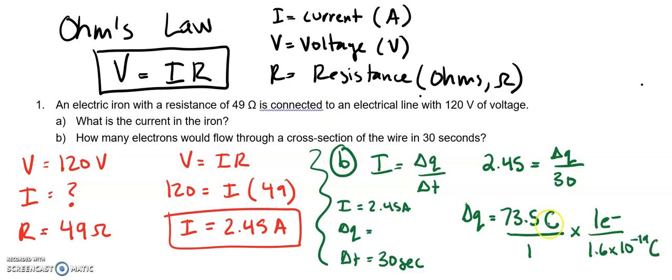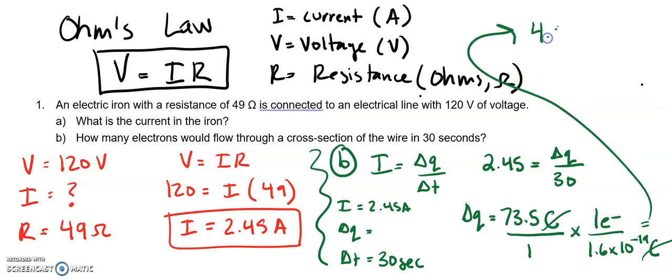Cool. So now I can go ahead and see, oh, coulombs cancels. That's so fun. And when you plug this in your calculator, make sure you're always using parentheses. I'll go ahead and put it up here. So I'm getting 4.59 times 10 to the 20th electrons.